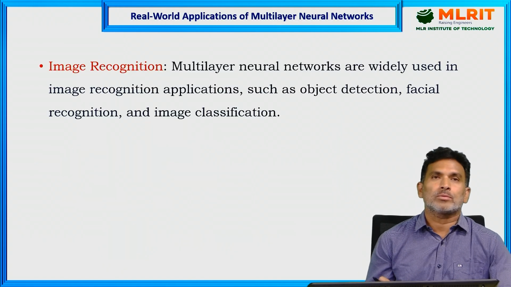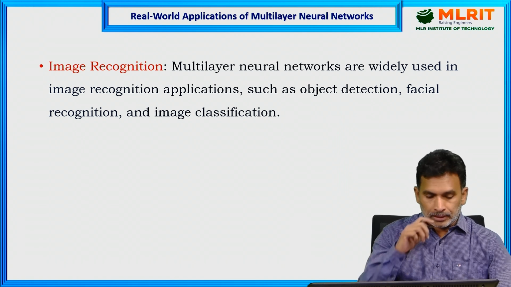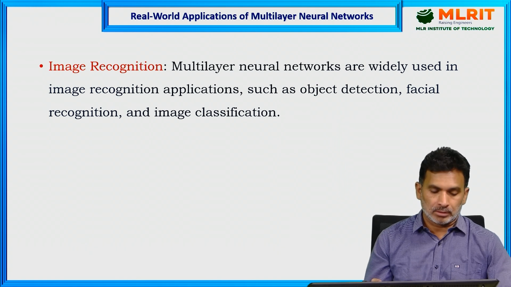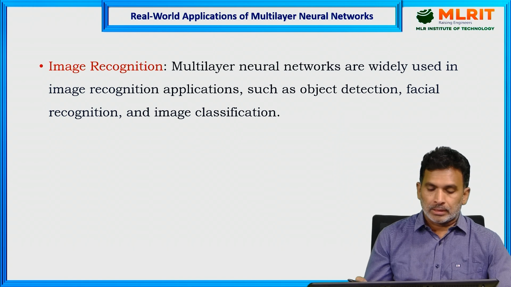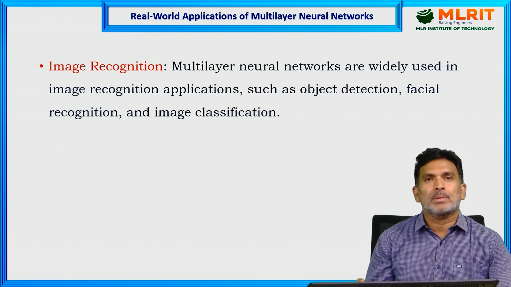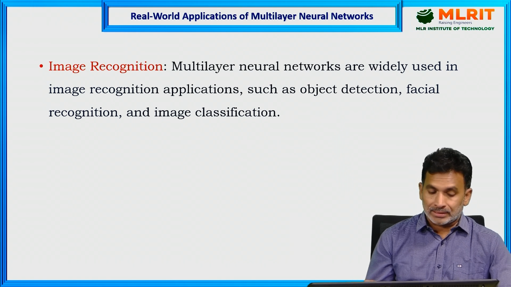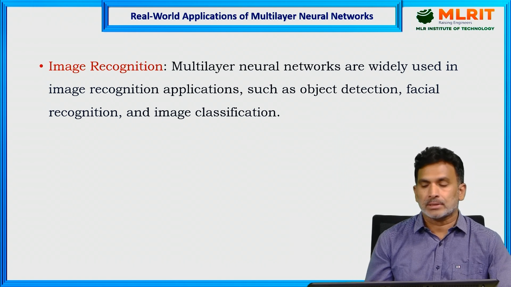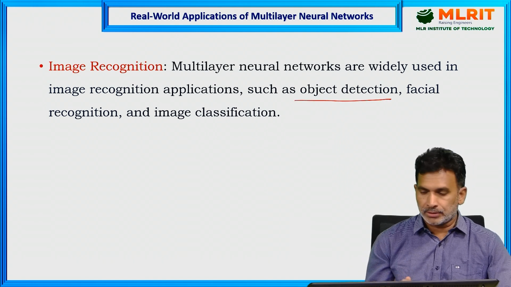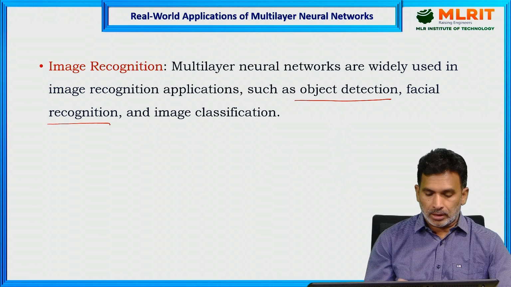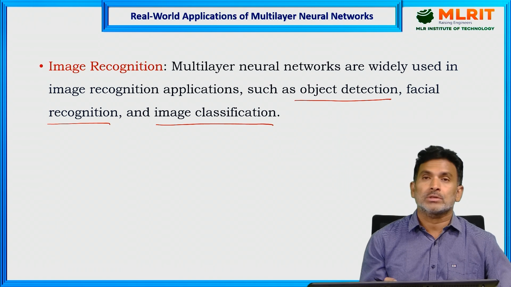So let us look at what are the real world applications of multi-layer perceptrons. Multi-layer perceptrons are mainly used in image recognition, speech processing, and natural language processing. In image recognition, they are used in applications such as object detection, like detecting a particular object in an image, facial recognition, and image classification. These are the different applications in image recognition where we use multi-layer perceptrons.